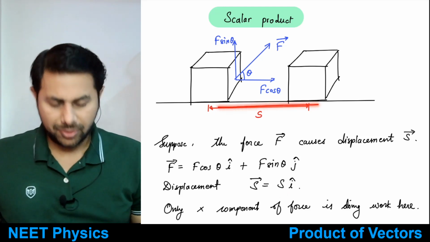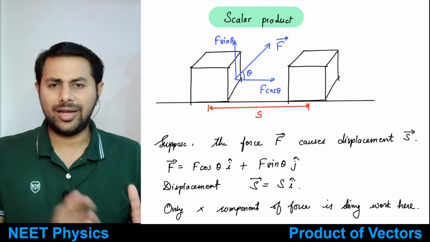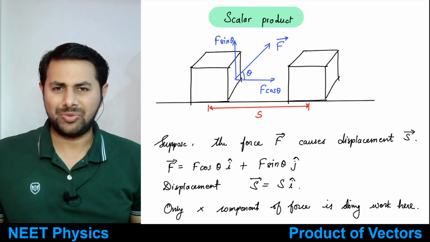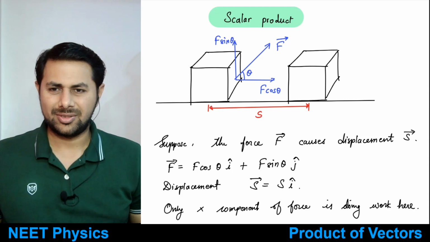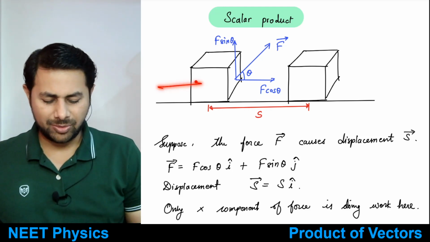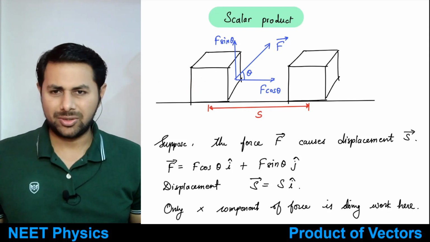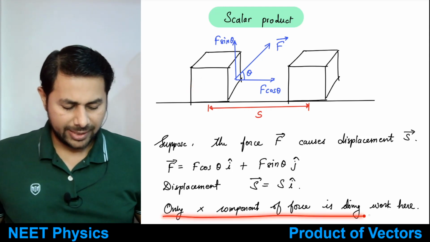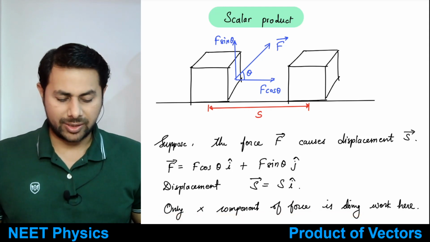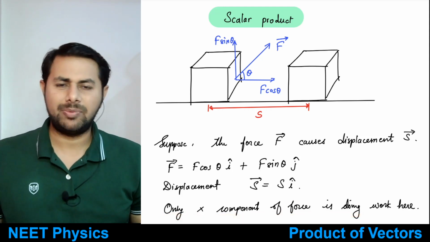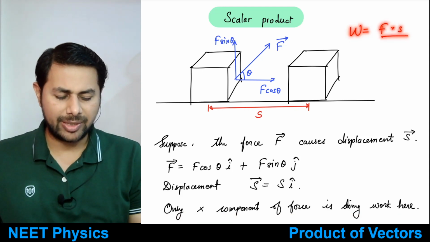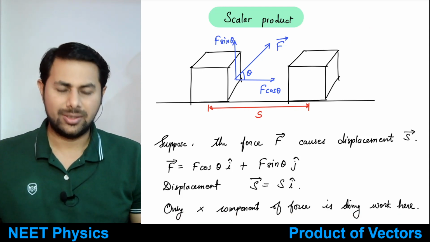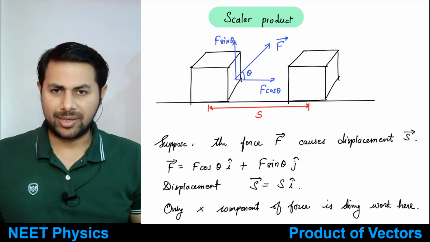Now here you can say that only the x component of this force is doing work and the y component is not at all doing any work. This thing is clear? Only the x component of the force is doing work, the y component is not doing work, right? Now you recall the definition of work. Work is equal to force multiplied by displacement.